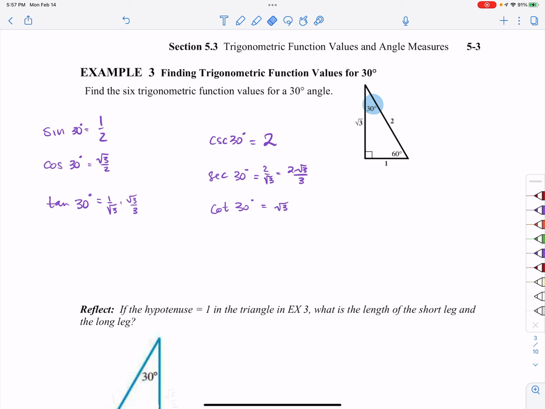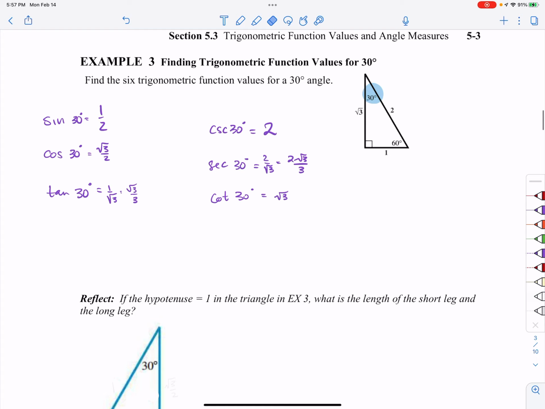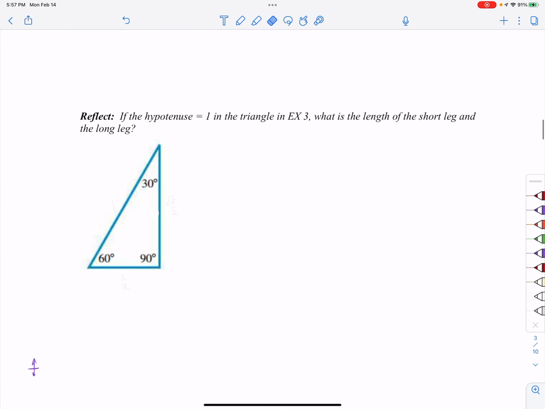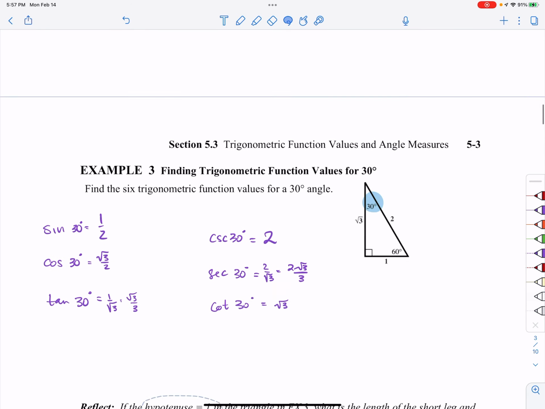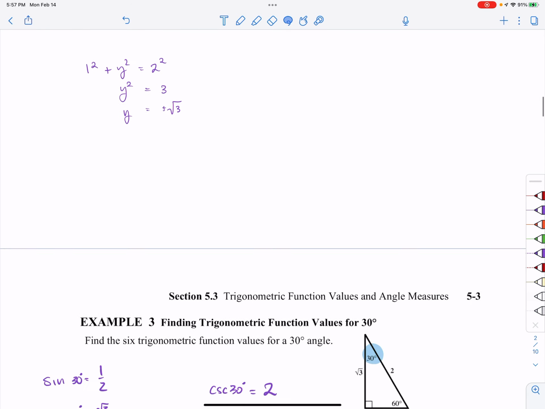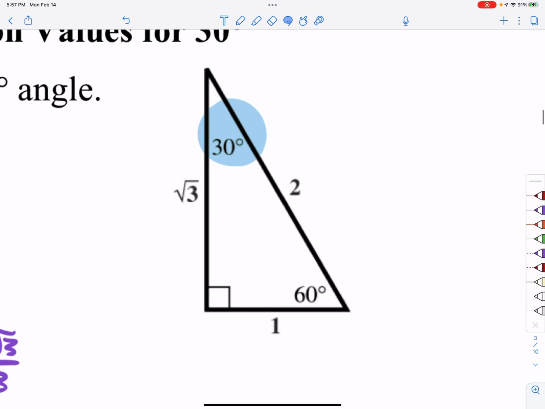Now, what if I take this same triangle that I've been working with, but now we say that the hypotenuse doesn't equal 2, but the hypotenuse is equal to 1. What I can think of is that I can go back to maybe this one up here. Actually, it's probably easier to look at this one.